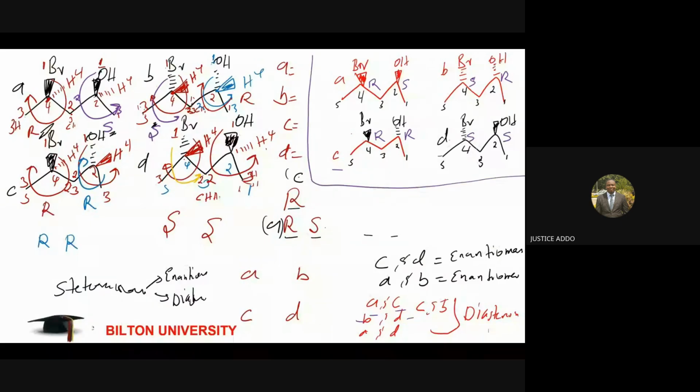And of course, the enantiomers always have a mirror image relationship. So if this one is R, the other one will be S. If this one is RR, the other one will be SS. If this one is RS, the other one will be SR. The enantiomers are always opposites, with that mirror image relationship, and they are not superimposable. And so that is that.